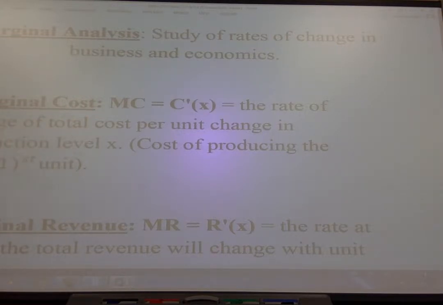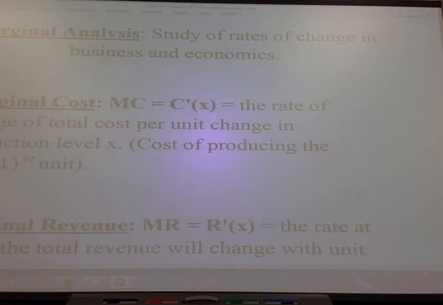A good way to think about what it actually means, though, it's the cost of producing the X plus first unit. So if I said find C prime of 100, find the marginal cost for 100 units, that would be the cost of producing the next item, the 101st one. Okay? So that's a nice way to think about it. That's the instantaneous rate of change of cost. So at 100, the instantaneous rate of change would be the cost of producing the very next one.